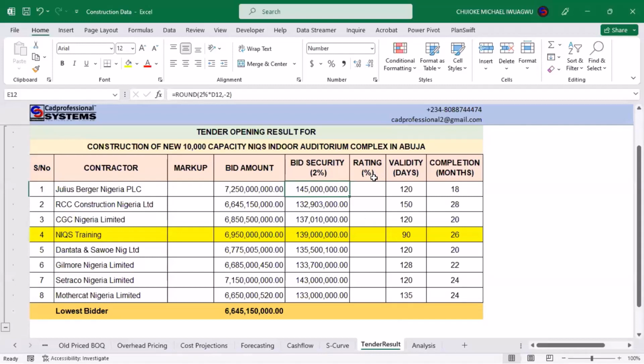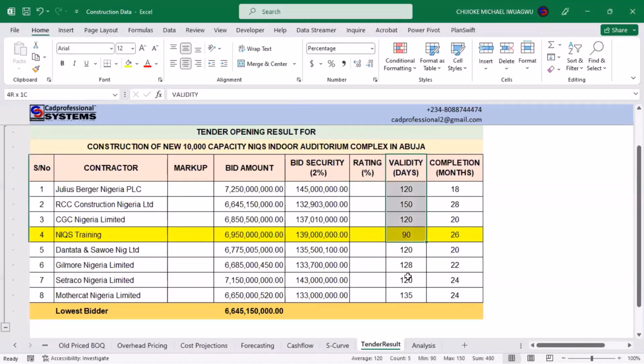The next thing you have to do is talk about ratings, so how you rate them. Now, in rating, what we're doing is this: we're taking the lowest bid, and we are considering every other person from the lowest bid so that we can know how many percentage away this other person's bid is more than this other person.